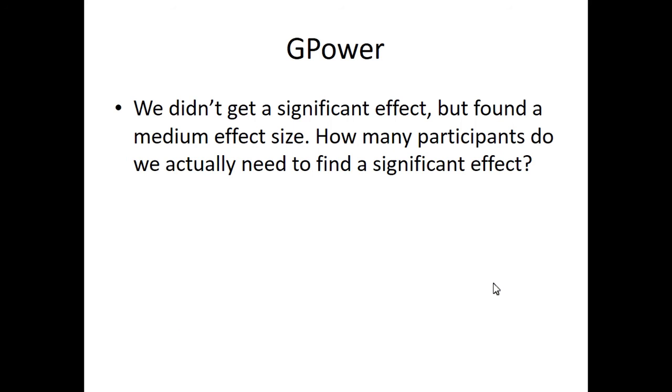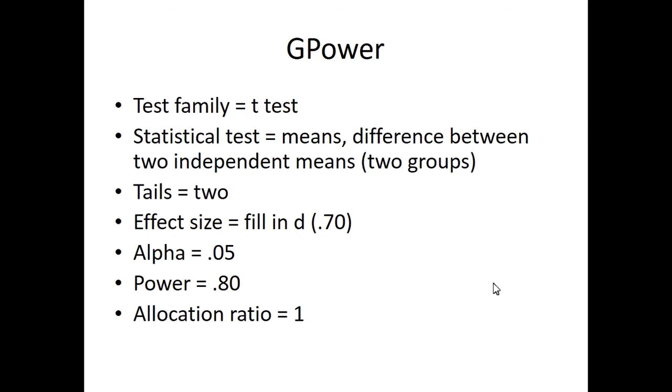Okay. All right, so we didn't get a significant effect, but we found a medium effect size. So how many participants would we actually need to find a significant effect? So normally you do power at the beginning, but this is like a good place to talk about it. So we're going to open up G*Power. So we're going to do t-test family. The statistical test is means differences between two independent means. This is what you actually did on the test. But now really for t-test.